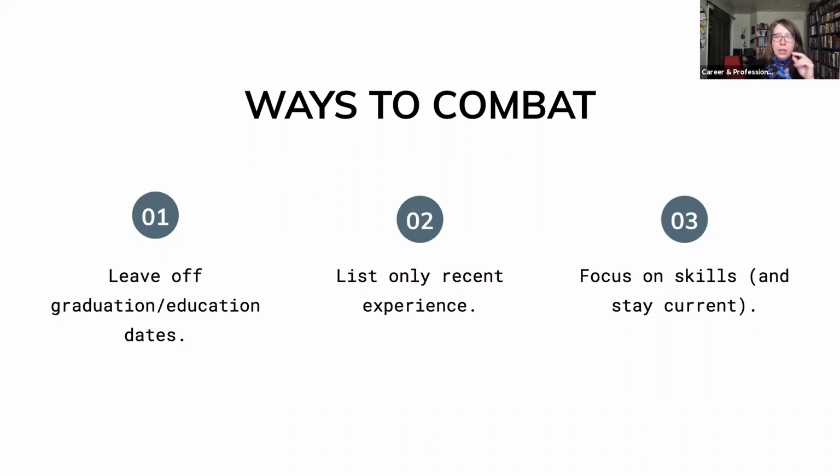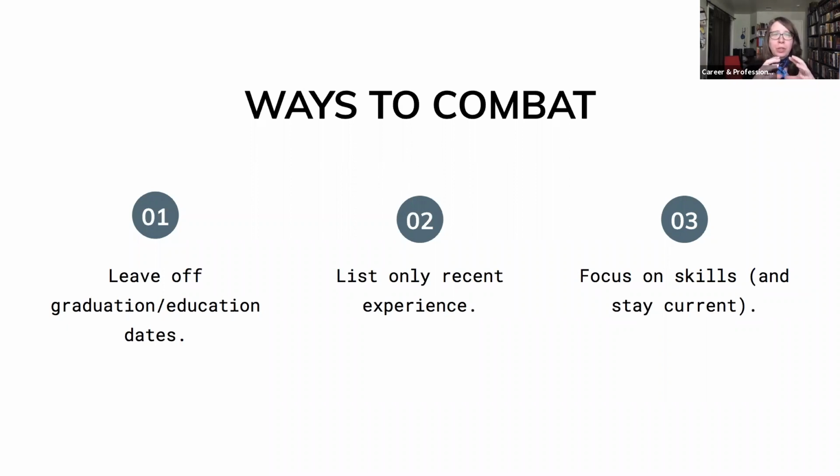You want to list only recent experience and no more than 10 years of experience, and really only the 4 to 5 most recent or relevant experiences. Your resume is a way for you to show how you are qualified for a job position. It's not a full record of your work history. A lot of employers are going to ask you for that work history on an application anyway, so you don't need to put it on your resume and you don't need to put that front and center.